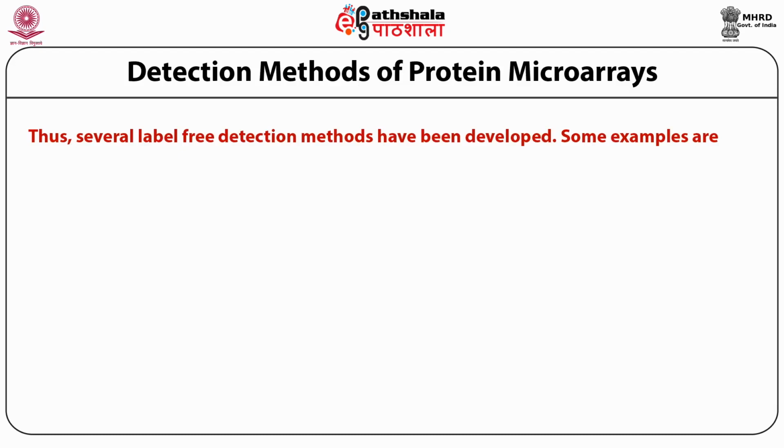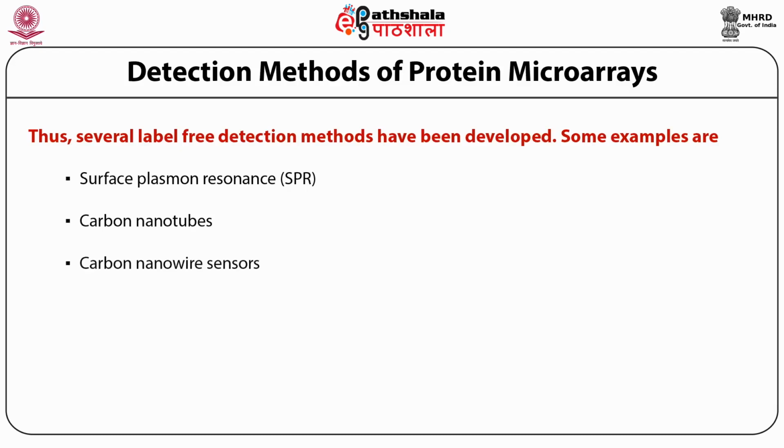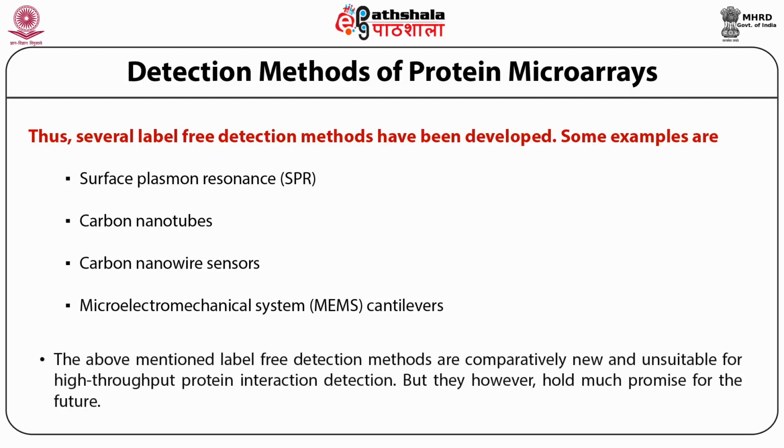Some examples are surface plasmon resonance, carbon nanotubes, carbon nanowire sensors, micro electromechanical system, cantilevers. The above-mentioned label-free detection methods are comparatively new and unsuitable for high-throughput protein interaction detection. But they, however, hold much promise for the future.